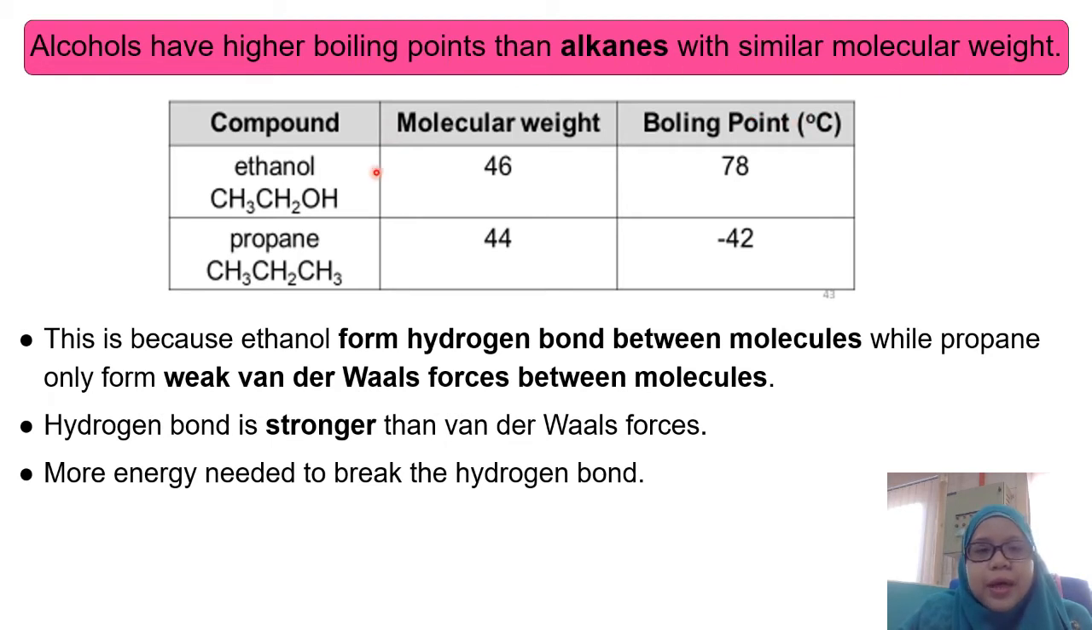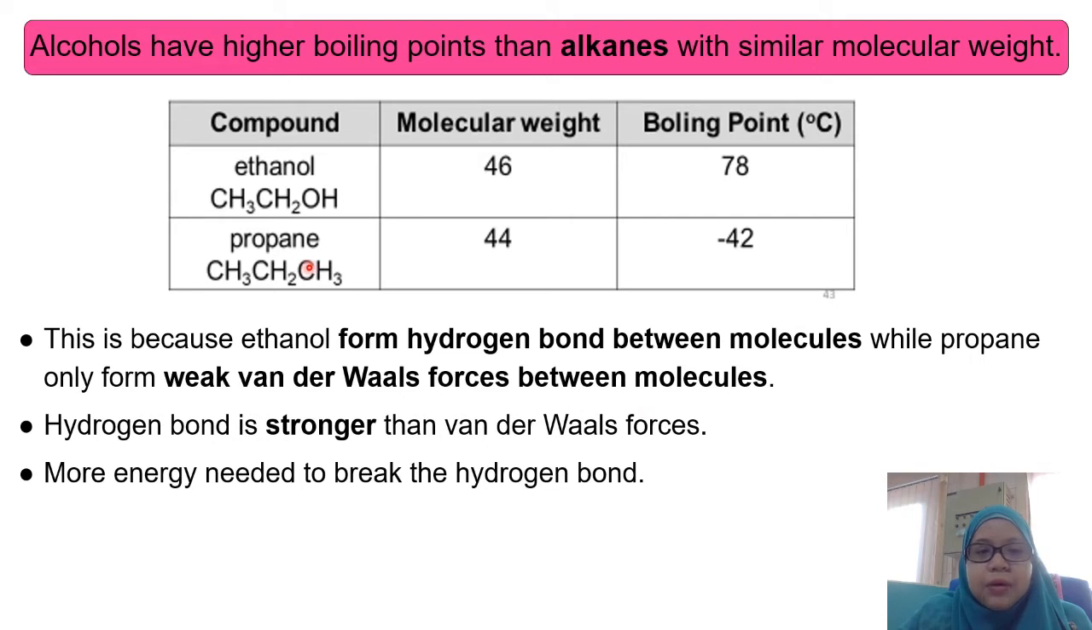When we compare to an alkane, for example, we have ethanol and propane. Both compounds have similar molecular weight, ethanol is 46, propane is 44. When we compare these two molecules, ethanol has a higher boiling point, whereas propane has a lower boiling point, -42. This is because ethanol can form hydrogen bonds between molecules because it contains a hydroxy group, while propane can only form weak van der Waals force between molecules.